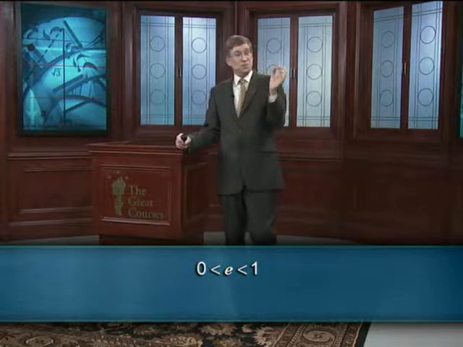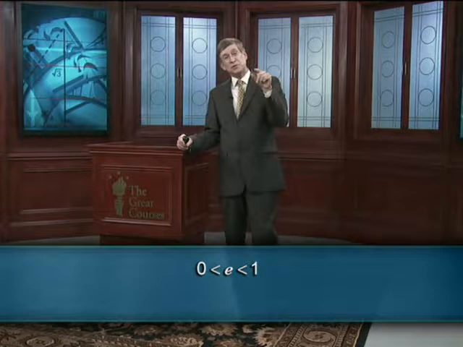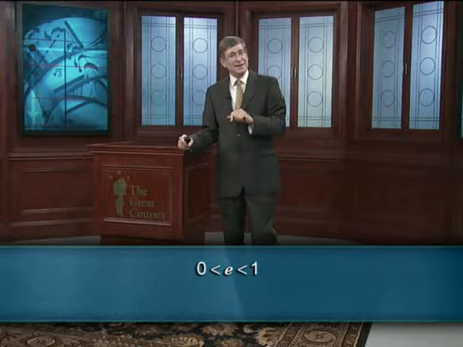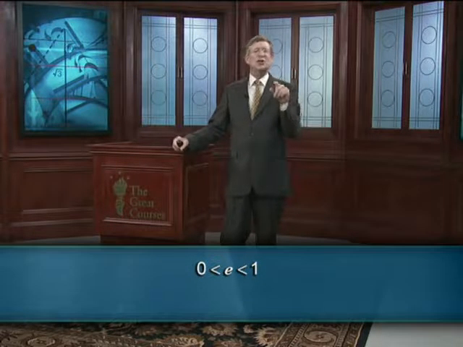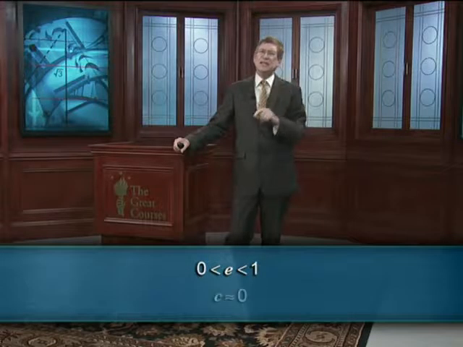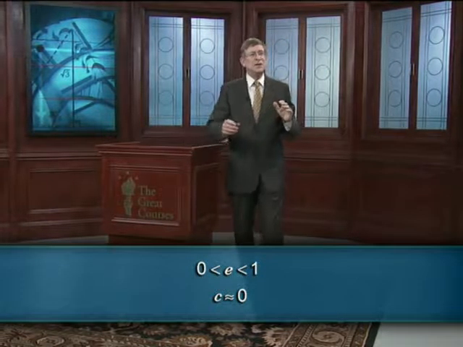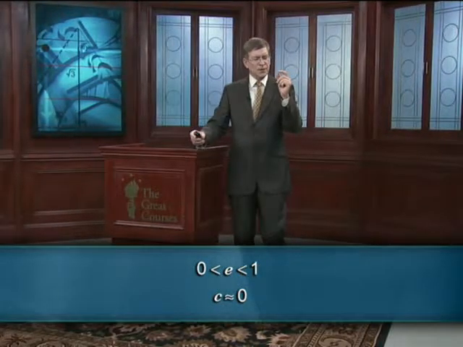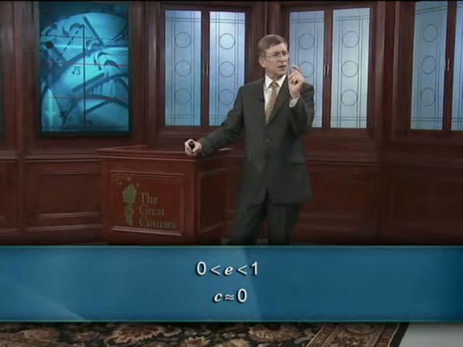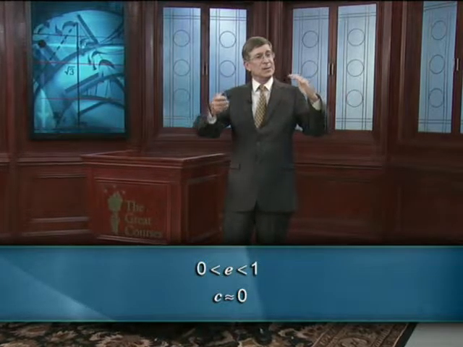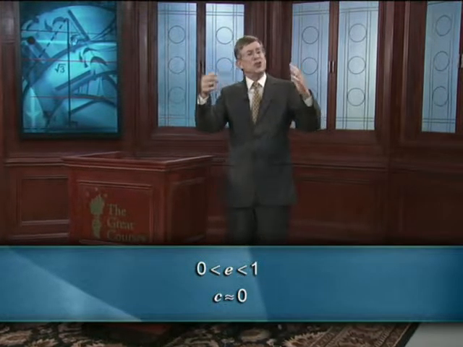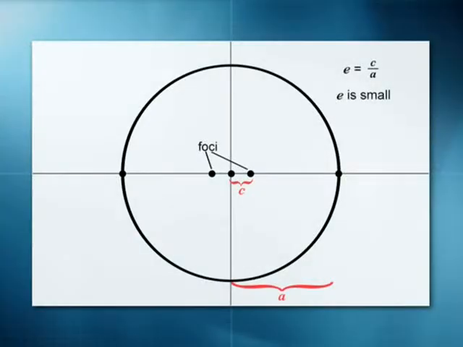Okay. Notice, first of all, that A is always bigger than C. So this number is between 0 and 1. Now, what if this number is really close to 0? That means that C is very close to 0. What does that mean? That means that if C is close to 0, the distance from the focus to the center is very small, and your ellipse is very circular. It almost looks like a circle. Here's a picture of an ellipse having foci very close to the center.